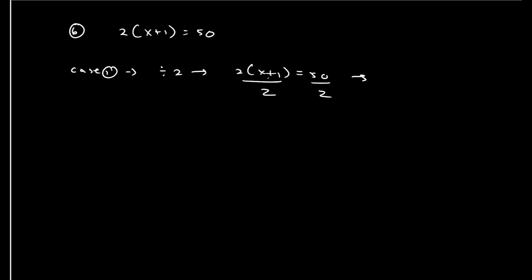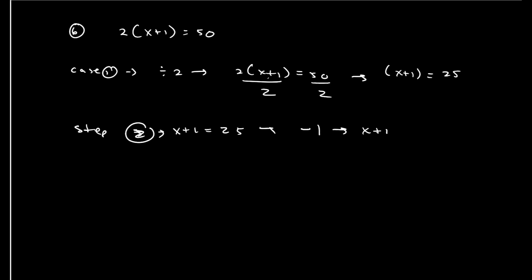So we have on the left-hand side, x plus 1, and on the right-hand side, we have 50 divided by 2. That's 25. Continuing along, case 2, we have x plus 1 equals 25. Sorry, this is step 2 of case 2. Okay, so we need to subtract 1 from both sides. So we have x plus 1 minus 1 equals 25 minus 1. On the left-hand side, we have x, and on the right-hand side, we have 24.